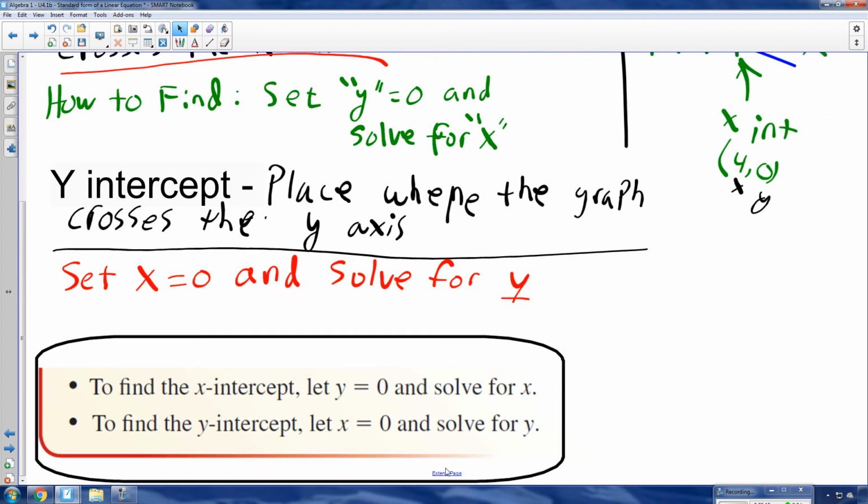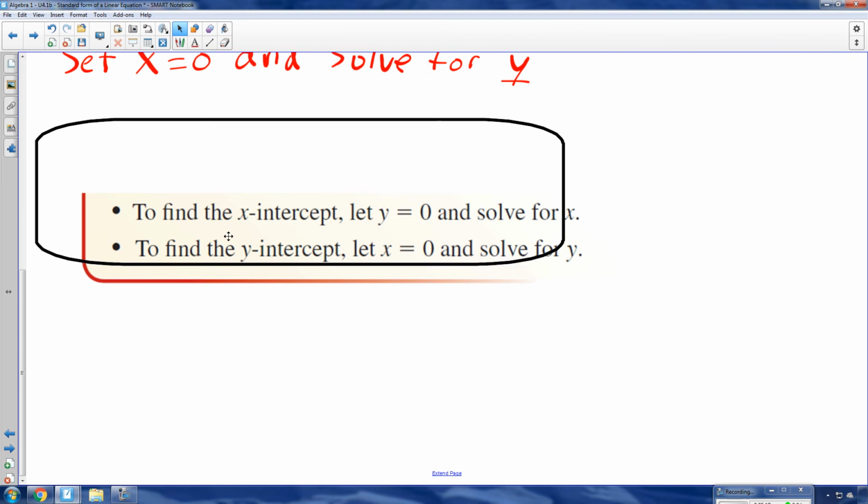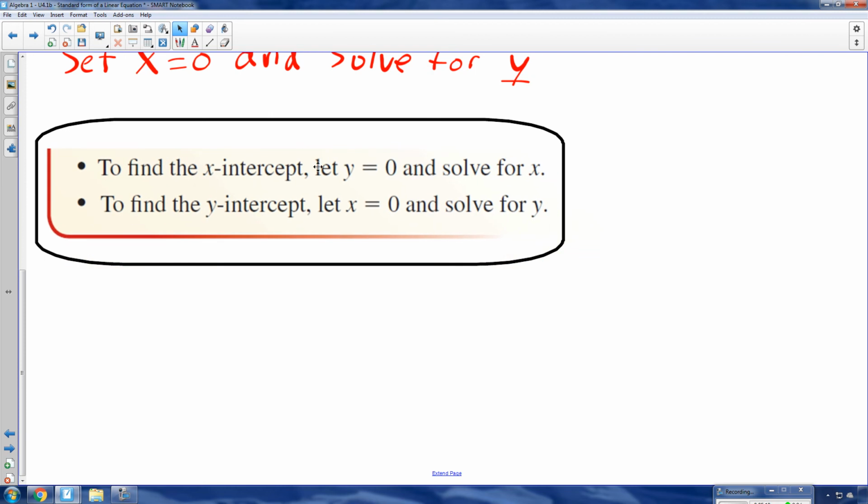So here's a quick little thing. This is what we kind of said. To find the x-intercept, let y equal 0, then solve for x. To find the y-intercept, let x equal 0. Guys, notice y-intercept, let x equal 0. X-intercept, let y equal 0. Make sense? Okay, so we know how to find it from a graph. We just visually look at the graph, see where it's crossing, list the point, right? That's easy enough. But the equations, I think, are a little harder.